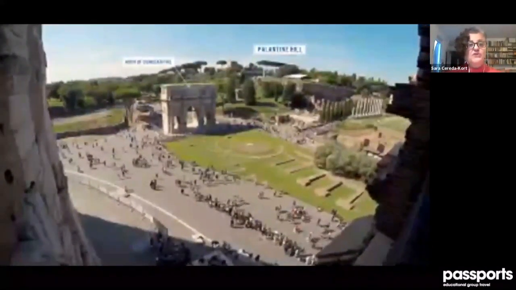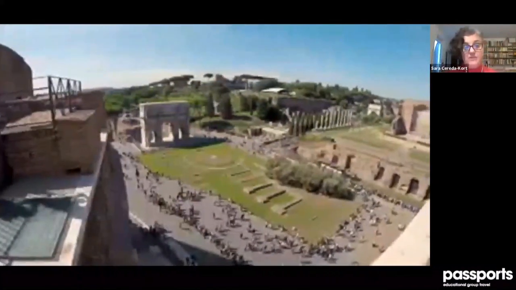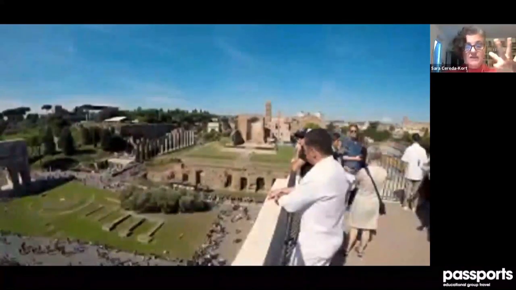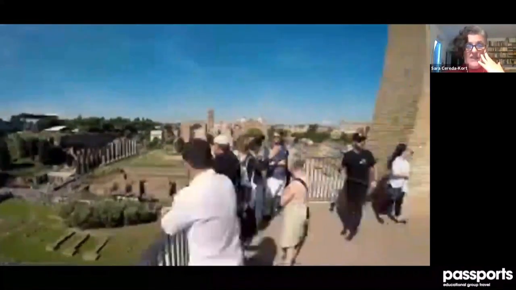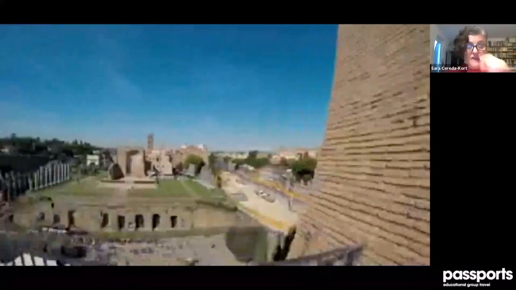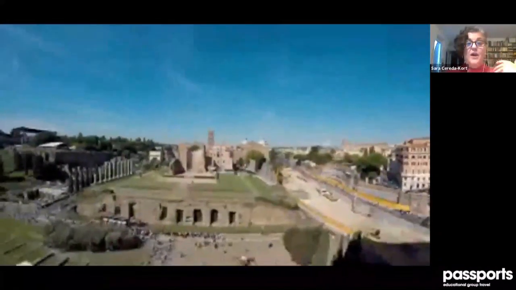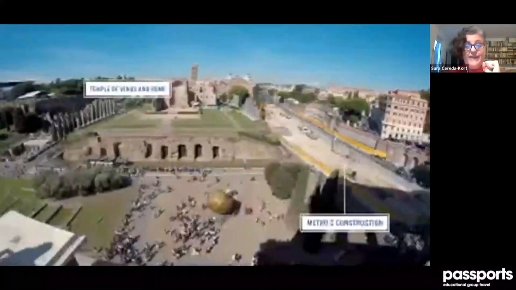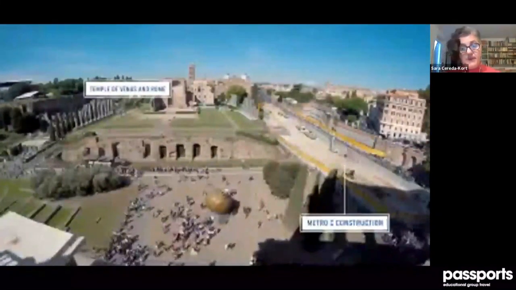The Arch of Constantine. Constantine was the emperor that brought Christianity into the empire, 315, 317 AD. And the area that is opening up in front of us is what we call the Roman Forum. We are going to walk there. And you see also to the right-hand side, the metro construction.